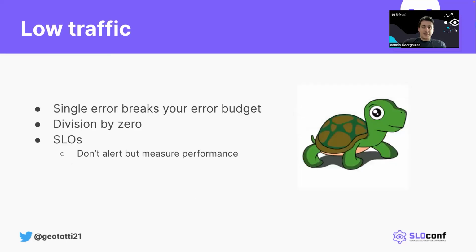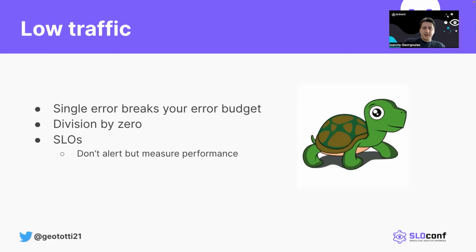The next one is low traffic SLIs. This is very challenging, because a single error or a small number of errors can break your error budget without meaning that your service is actually unreliable. Division by zero can also happen: if you don't have data, sometimes you divide by zero in your calculations.